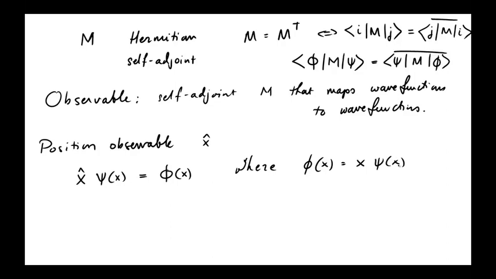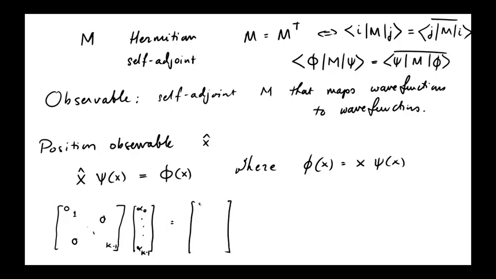Remember what we had for the position observable in the finite dimensional case. We wrote it down like this, where this was the position of the particle, at position 0, 1, etc. And when we applied it to some state alpha 0 through alpha k minus 1, we just got a new state which was 0 times alpha 0, 1 times alpha 1, k minus 1 times alpha k minus 1. So this corresponds to psi of x.